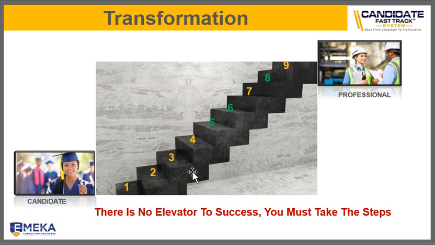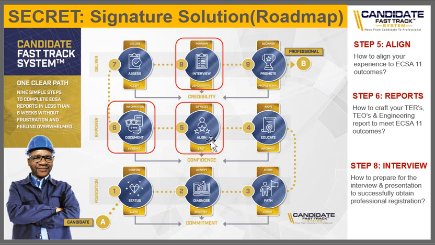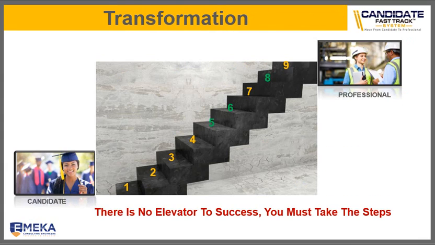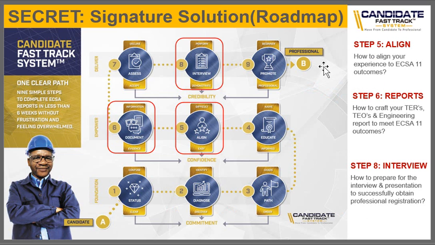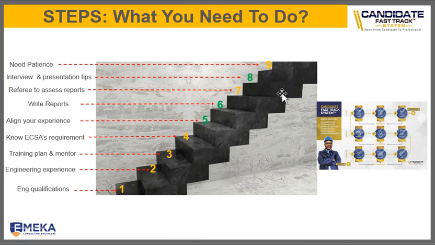So we've created a system with all the 9 steps to move you from a candidate position and to become a professional. So you need to follow the steps. You can't skip. Step 5, 6, and 8, remember. 5, align. 6, documenting. And then 8 is your interview. These are the steps that you need to follow to make sure you are able to reach your goal. Here's the system that we showed you.